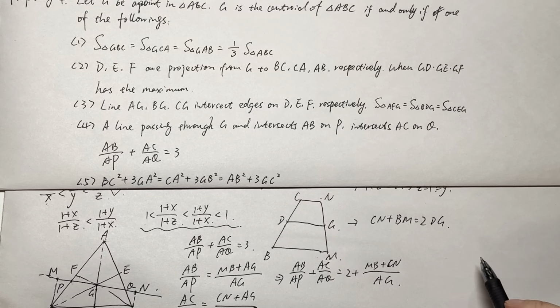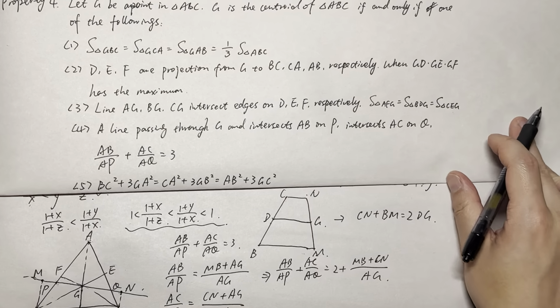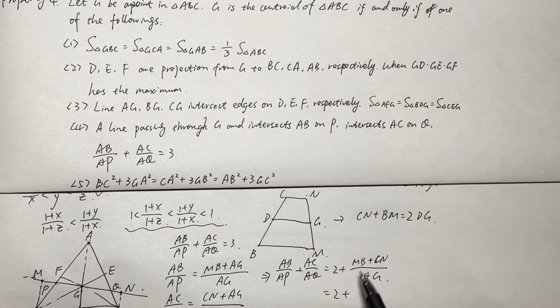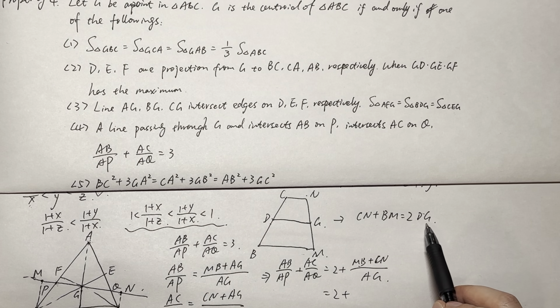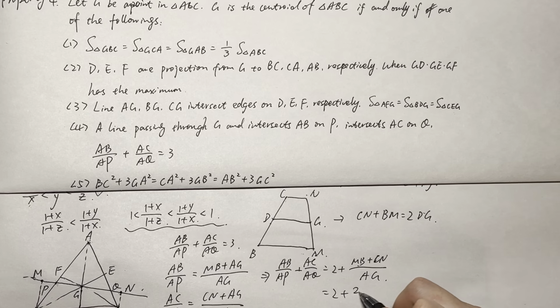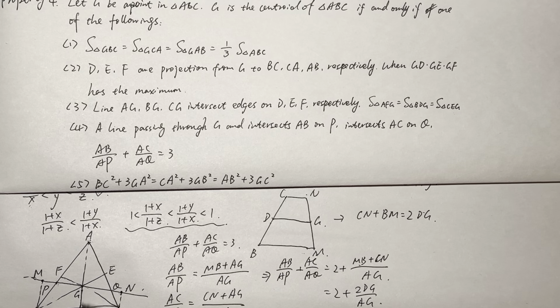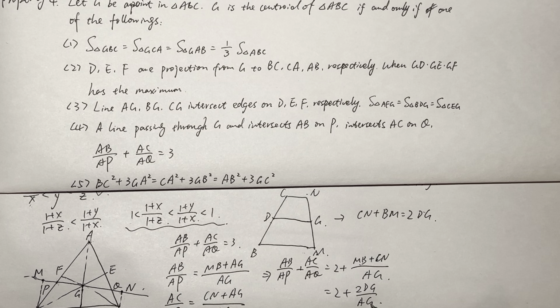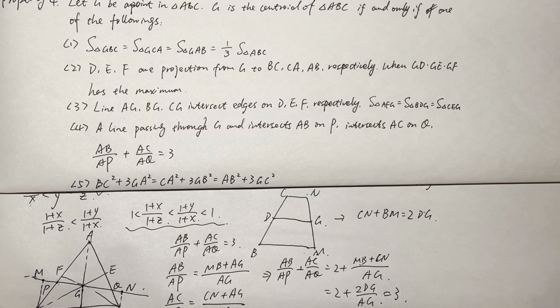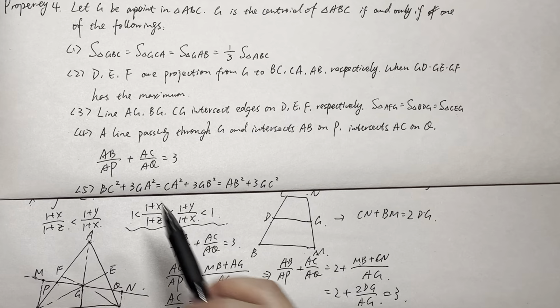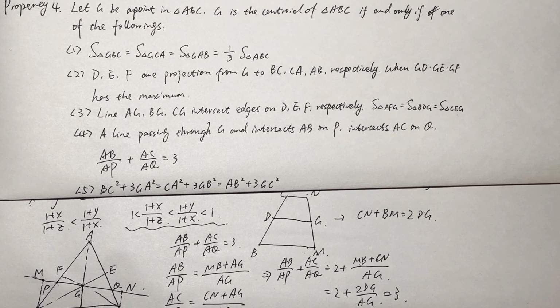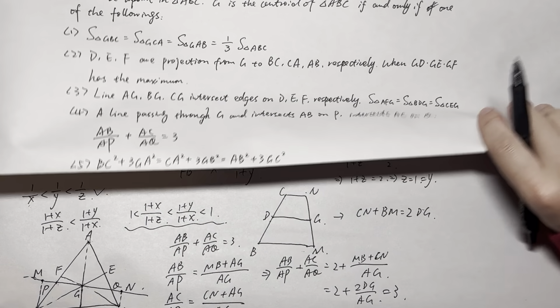That's a property of the trapezoid, which means this is twice DG, so 2DG to AG. And we already know that AG to DG equals 2 to 1. So 2DG is AG, so this equals 3. Okay, we just proved that if G is the centroid, this equation is valid. Now let's say this is valid. How can we prove that G is a centroid, right?